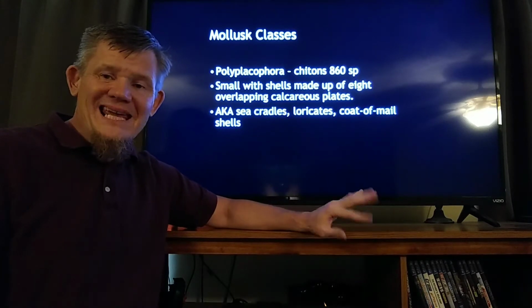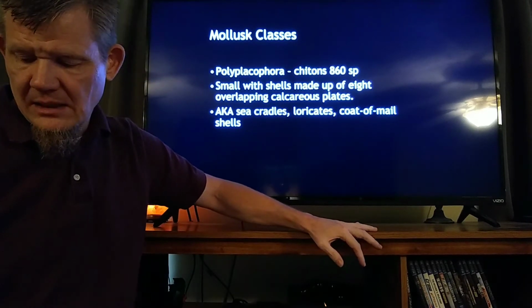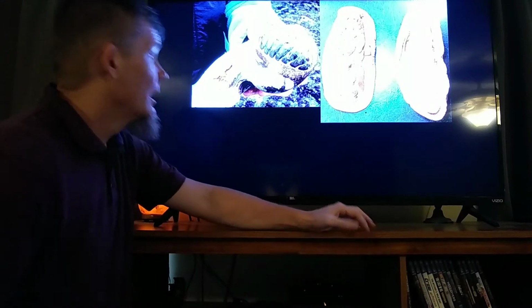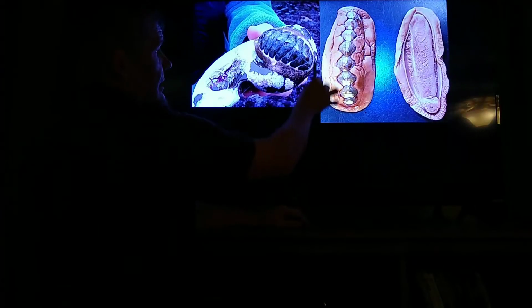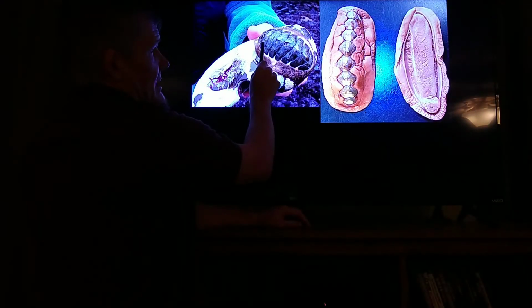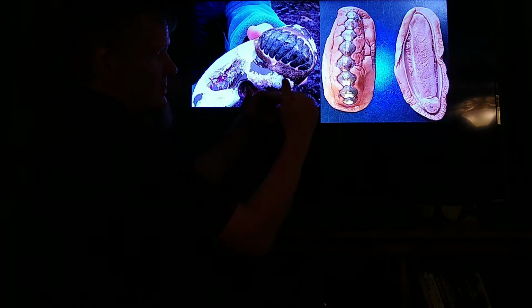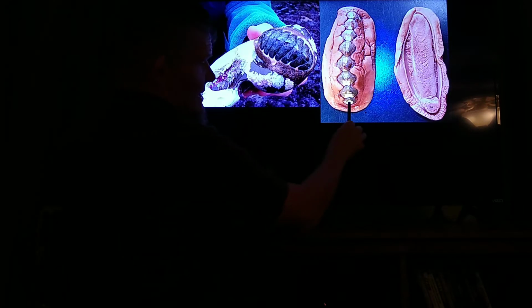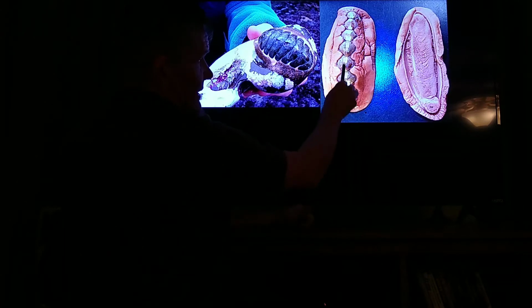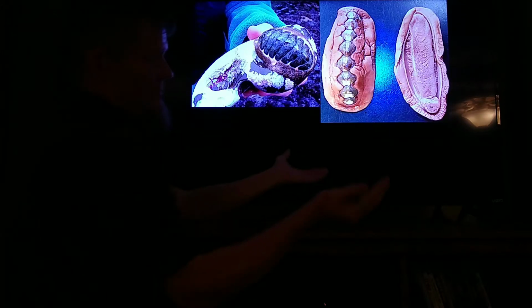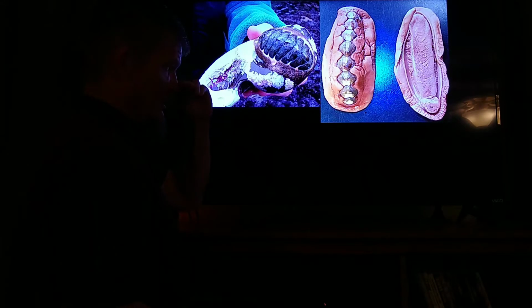They've got 8 overlapping plates on their backs. Here we can see a chiton with the 8 plates on the back. If the animal moves, the plates actually move back and forth. As you can see on this animal, it looks like these have been scraped clean, because as the animal moves back and forth, it scrapes it clean.